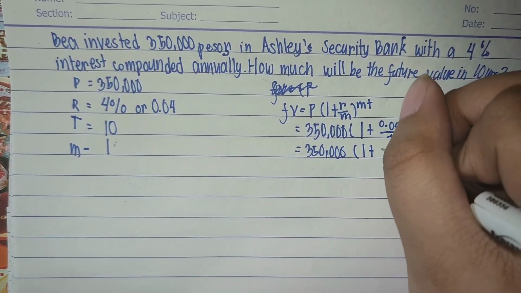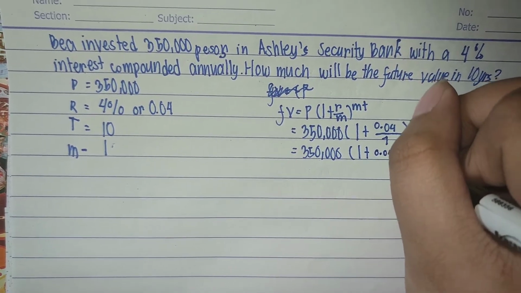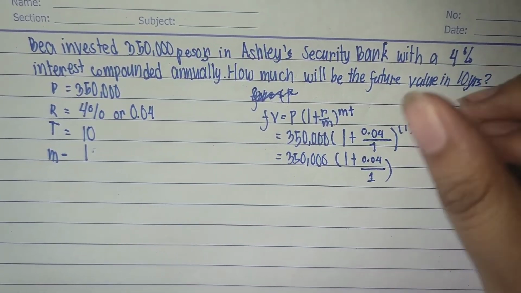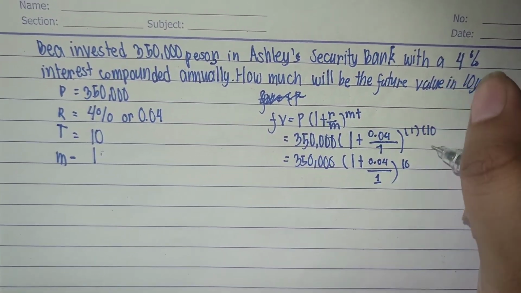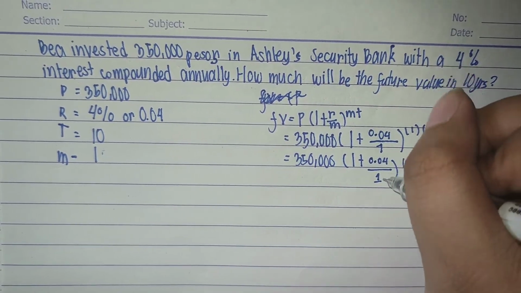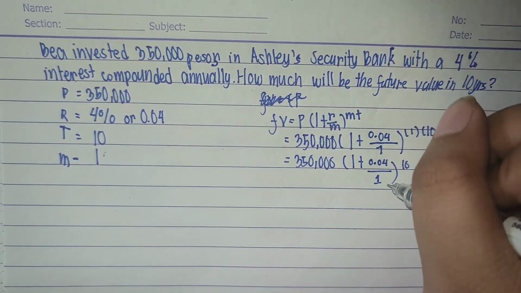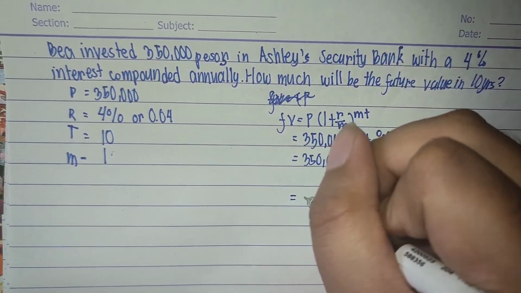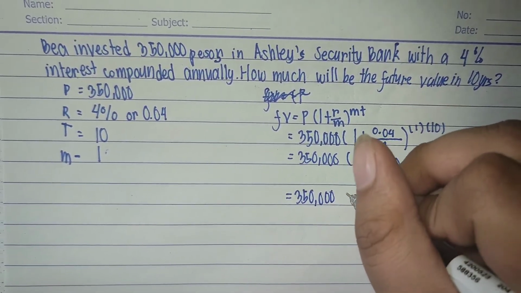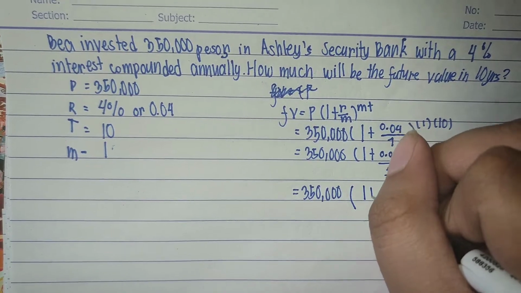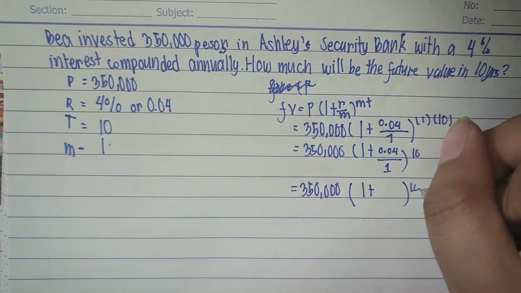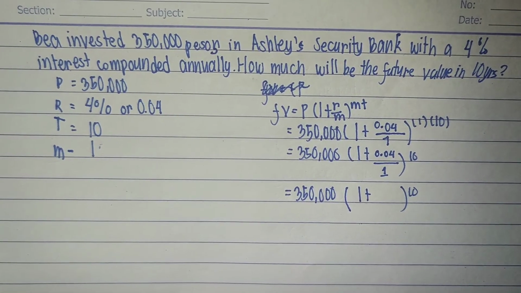1 plus 0.04 divided by 1. Then 10 na siya since 1 times 10. Ito naman yung susunod na gagawin natin. 0.04 divided by 1 equals 350,000 times 1 plus, then 10. Ilalagay na natin siya sa calcu.